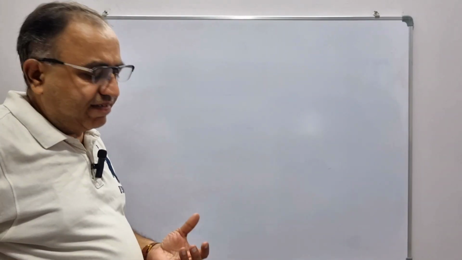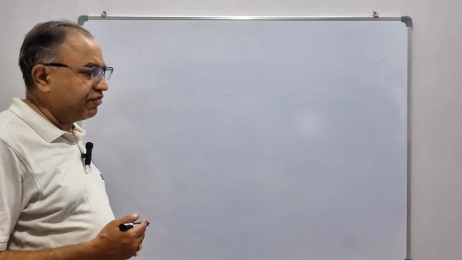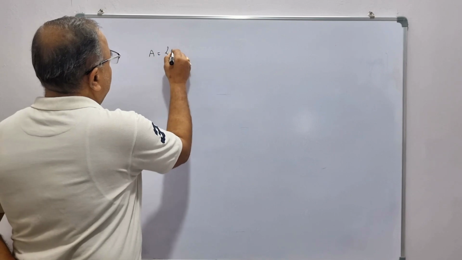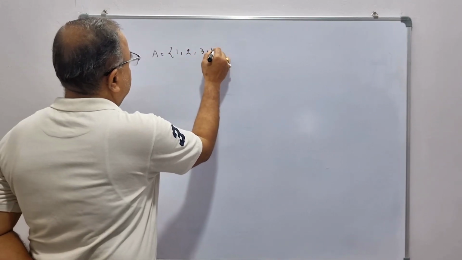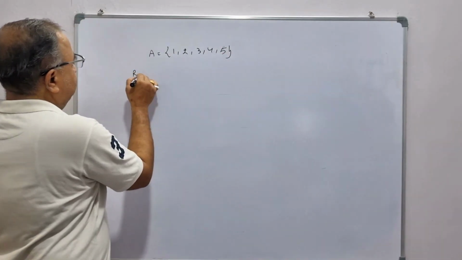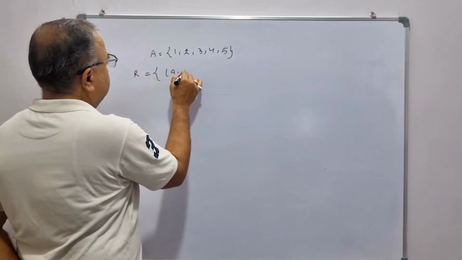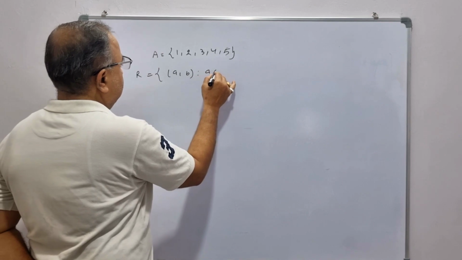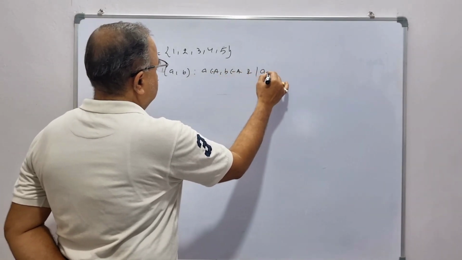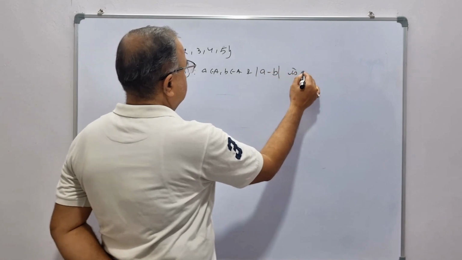Now I will illustrate one more example. This is also another question given in the NCERT exercise. There is a set given here, 1, 2, 3, 4, 5. And the relation R is defined as the collection of all ordered pairs (a, b), where a belongs to A, b also belongs to A, and mod a minus b is an even number.